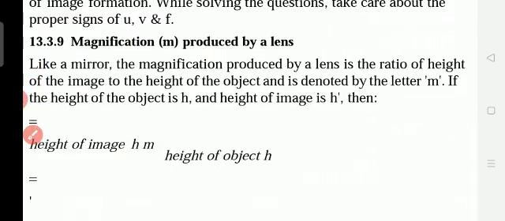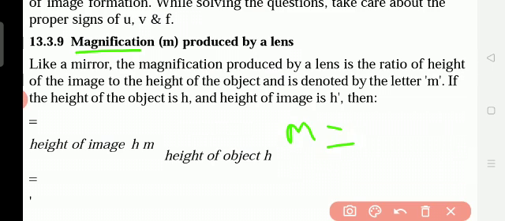Okay, and magnification means the size of the object or image. Here M is magnification. What does magnification mean? Please write it here or underline it. Magnification is the ratio of the height of the image to the height of the object.